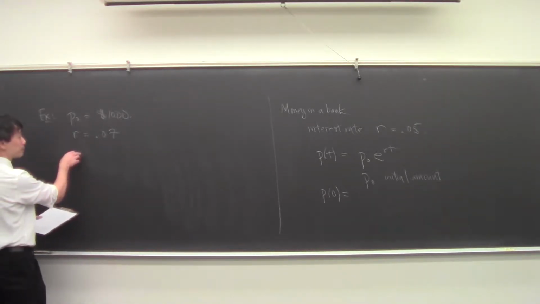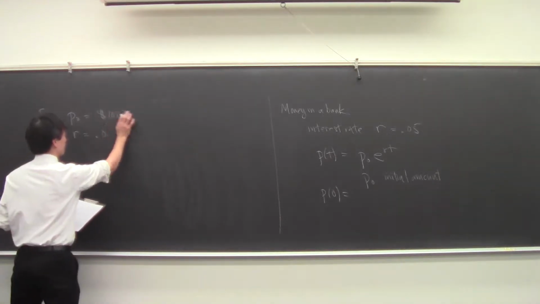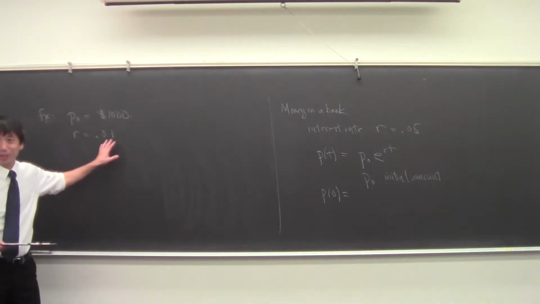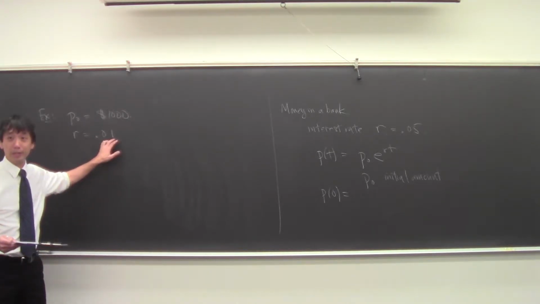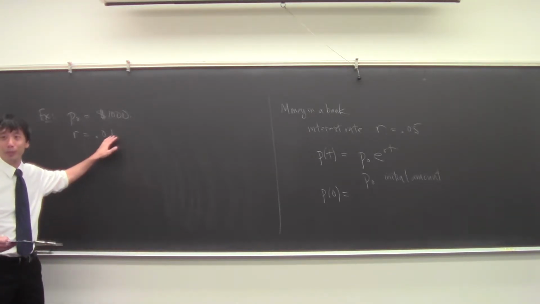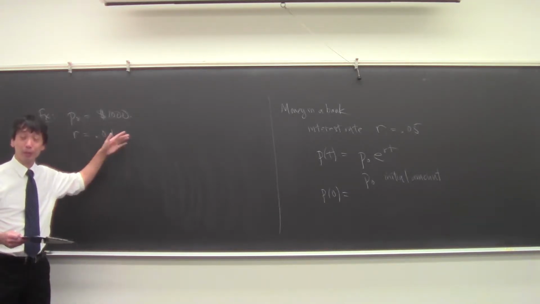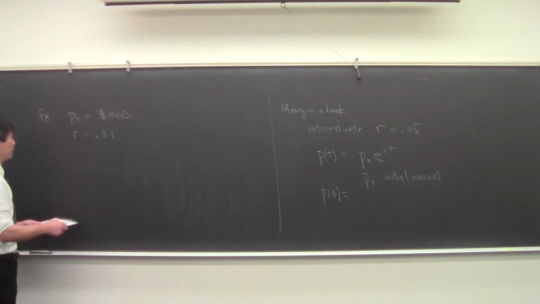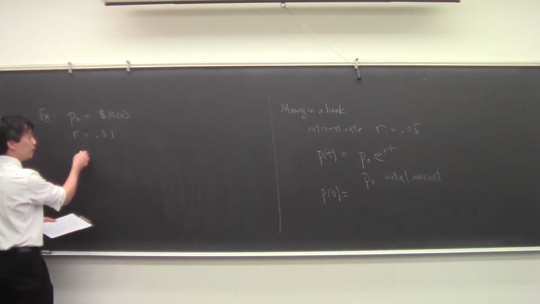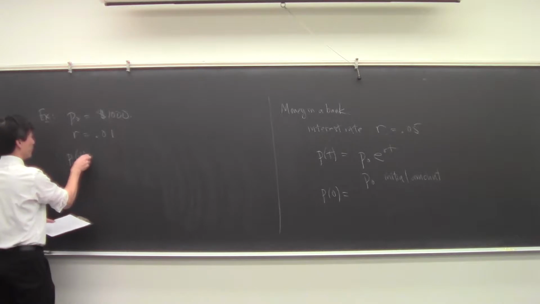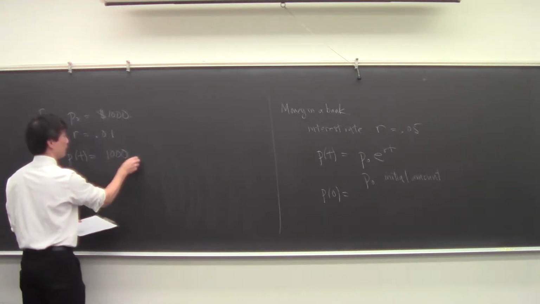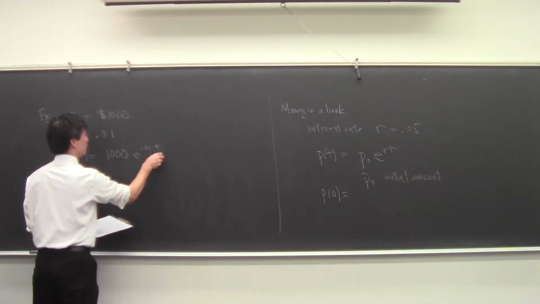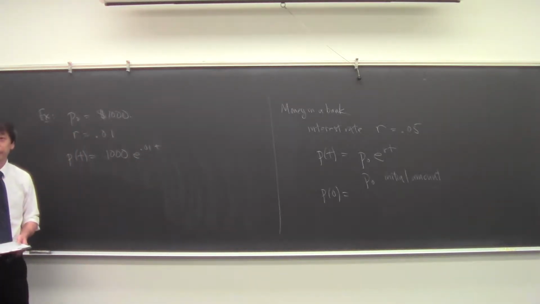Well, now let's use the bank. Sorry, we're going to use the bank, because the bank actually is guaranteed to do this. The stock market, who knows what will happen? So you put your money in the bank. It gives you your 1% interest. You're wondering what's going to happen to this money. So P of t is your $1,000 times e to the 0.01 t.